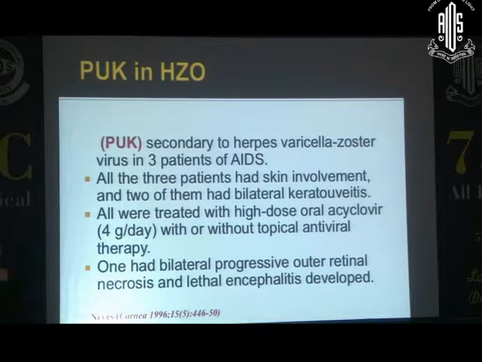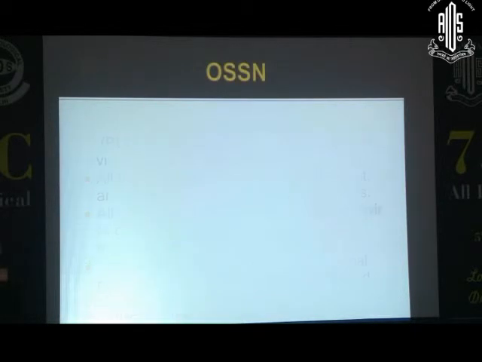Now, I came across an interesting report. Three patients of herpes zoster ophthalmicus had peripheral ulcerative keratitis. The important thing is that despite the treatment, one had bilateral progressive outer retinal necrosis and lethal encephalitis developed, and the patient expired. So maybe PUK in HZO is a bad sign in these patients.